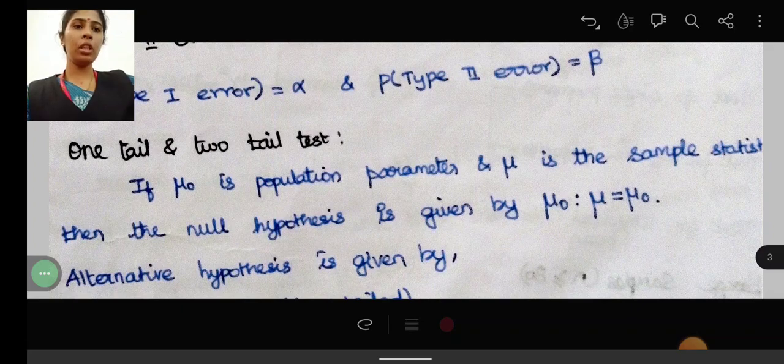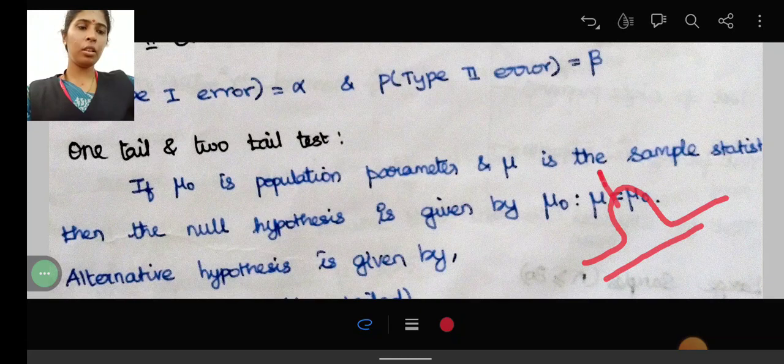And one more thing is the tail. According to the population parameters, some tests may be one tailed or some may be two tailed. Two tail means we consider both the sides. If it is one tail, it will be on the positive side or negative side.